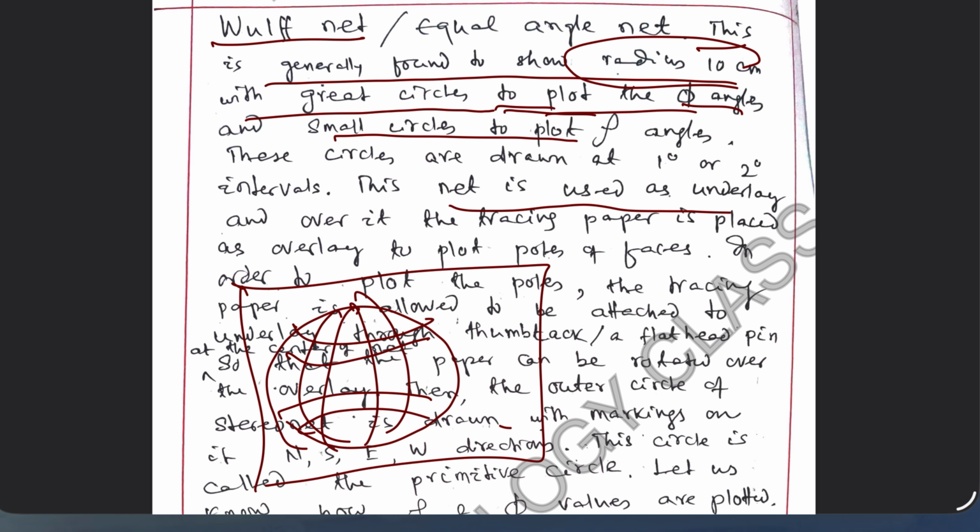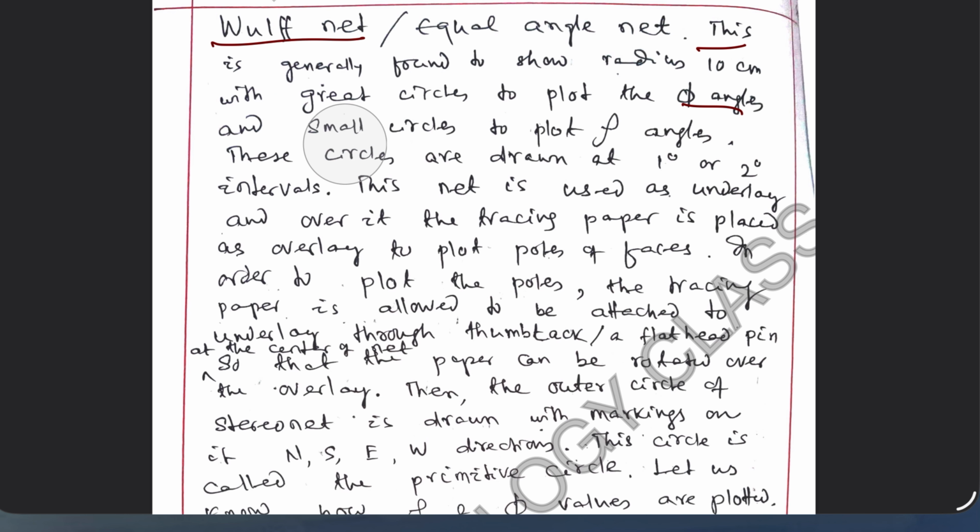And we draw this line, the angular relationship, from this net to this transparent sheet. This transparent sheet is called the overlay. This net at the bottom is called the underlay, and there is a central point where a pin, a thumbtack, is used, and this tracing paper can be rotated over this central point. This is required for angular measurement.